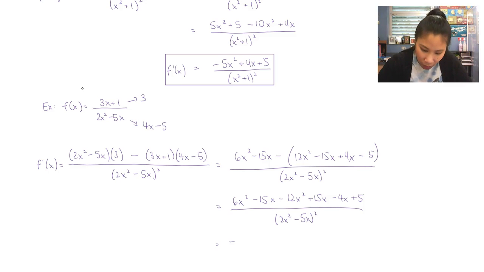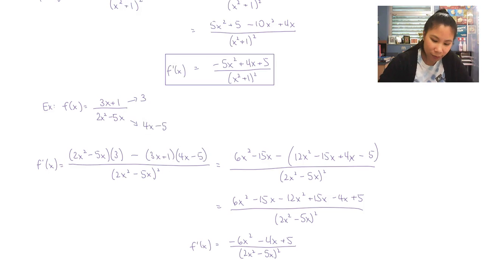Okay, so on top, combining all my like terms together, I'm going to end up with negative 6x squared minus 4x plus 5 over 2x squared minus 5x squared. So there's my derivative.